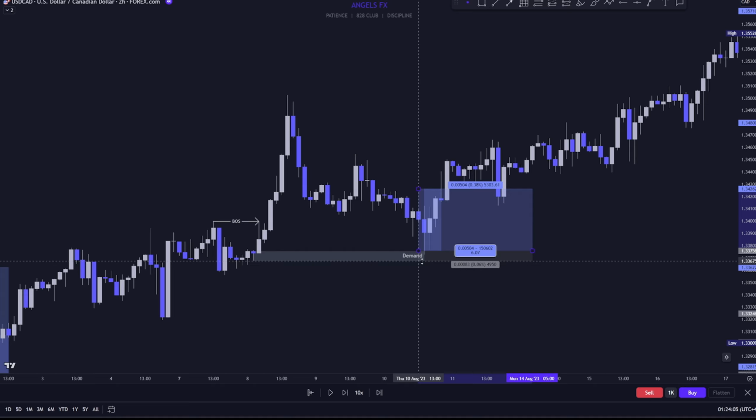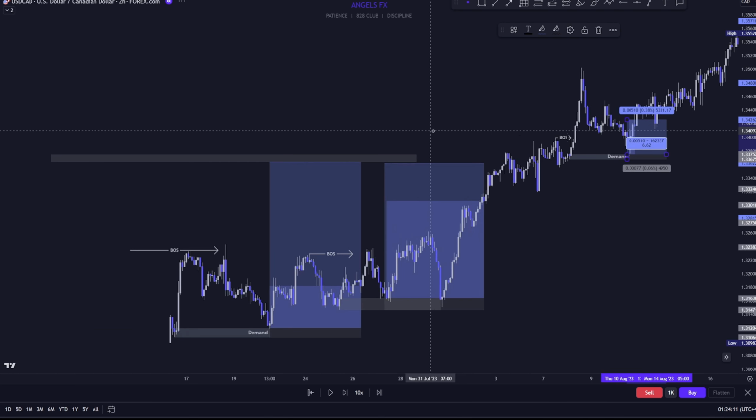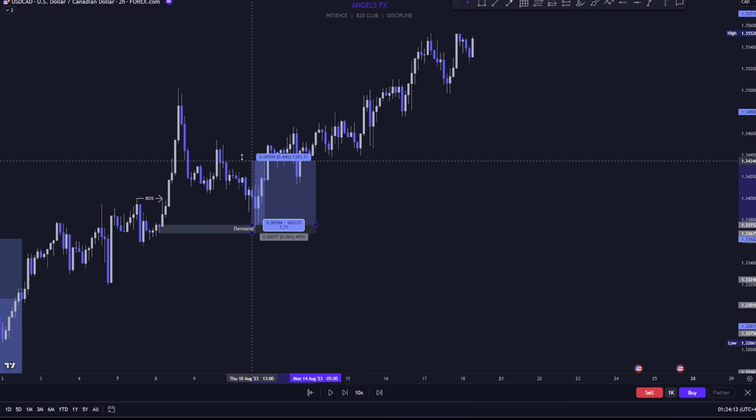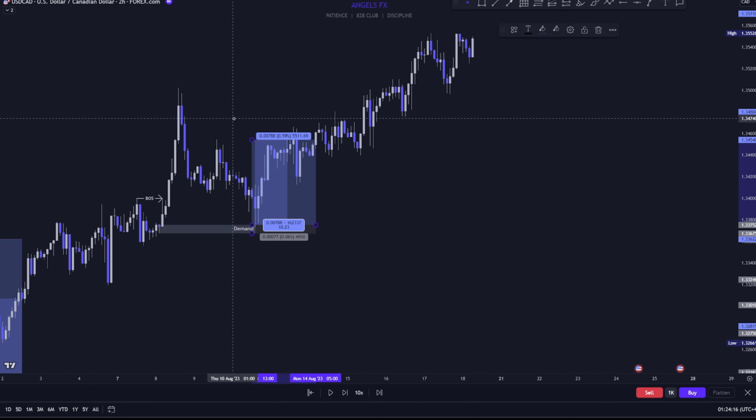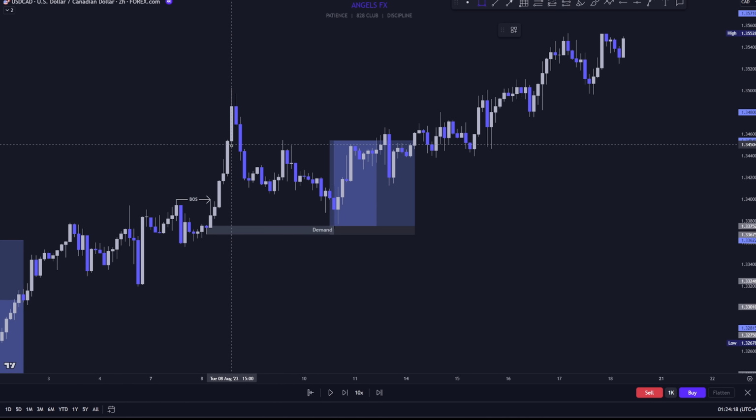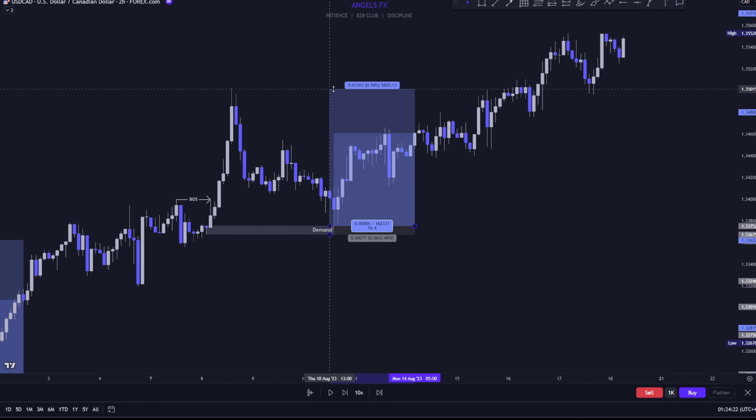Here our stop would be here, and our take profit, like entry price here, and our take profit, we can see this supply. Okay, why? But this is already mitigated, so you can have your take profit here at this liquidity. I will teach you in the next sessions.